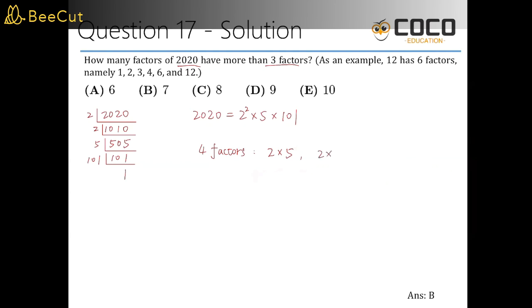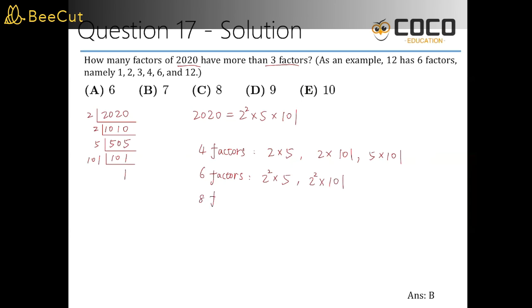So 2 times 101 or 5 times 101. These 3 numbers have 4 factors. Next, we have numbers that have 6 factors. This is 2 squared times 5. The power terms are 2 and 1, so 2 plus 1 times 1 plus 1, 3 times 2, there are 6 factors. The next is 2 to the power 2 times 101.